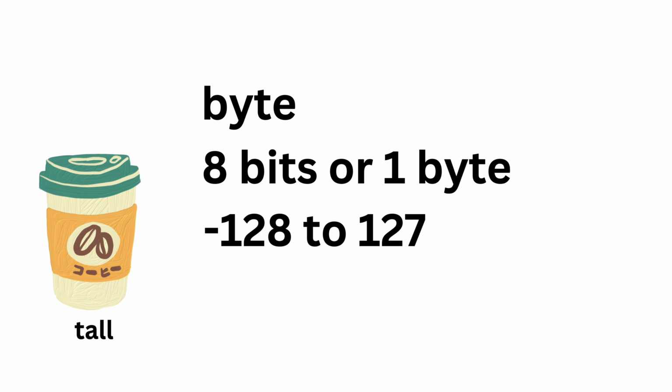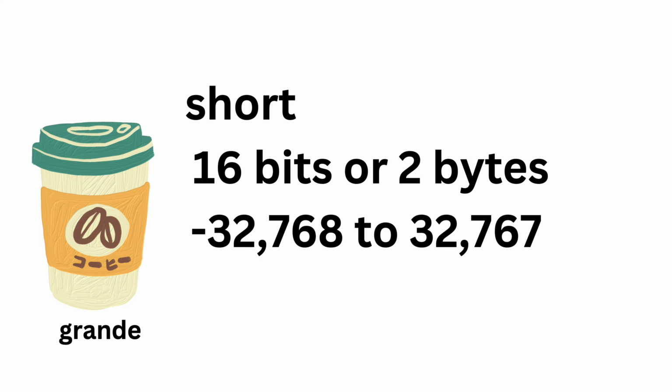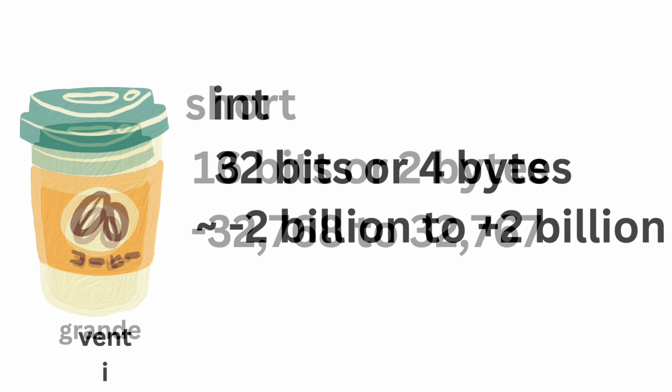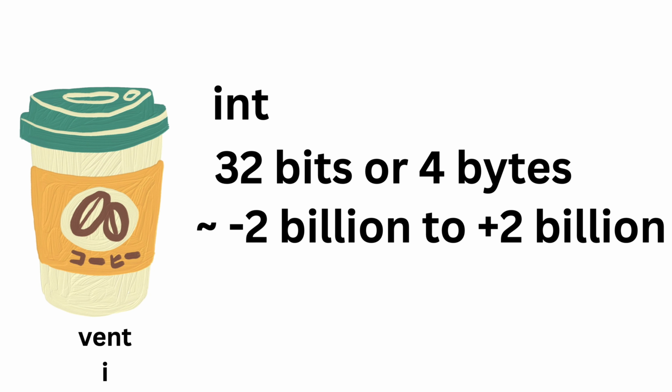The first integer type is a byte. It's 8 bits, or 1 byte, and it can contain data ranging from -128 to +127. Short is the next type. It's 16 bits, or 2 bytes in length, and has a range of -32,768 to 32,767 inclusive.